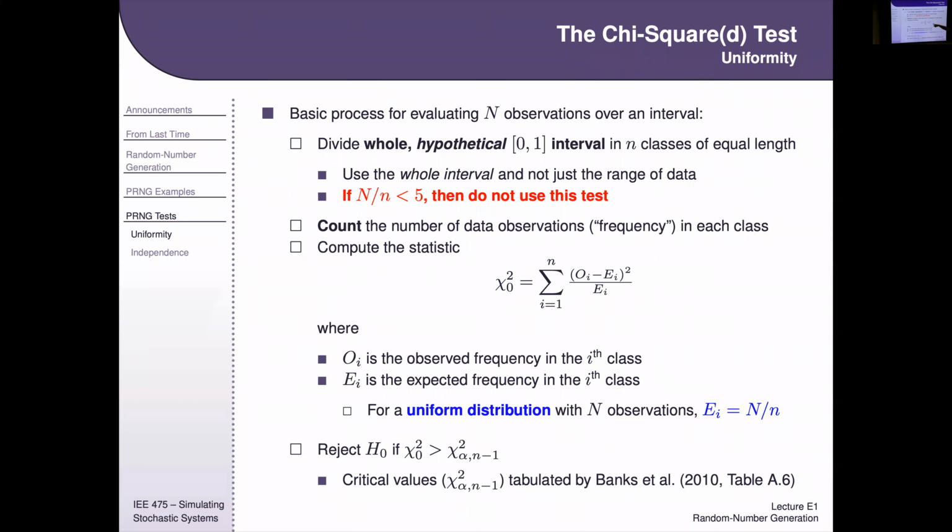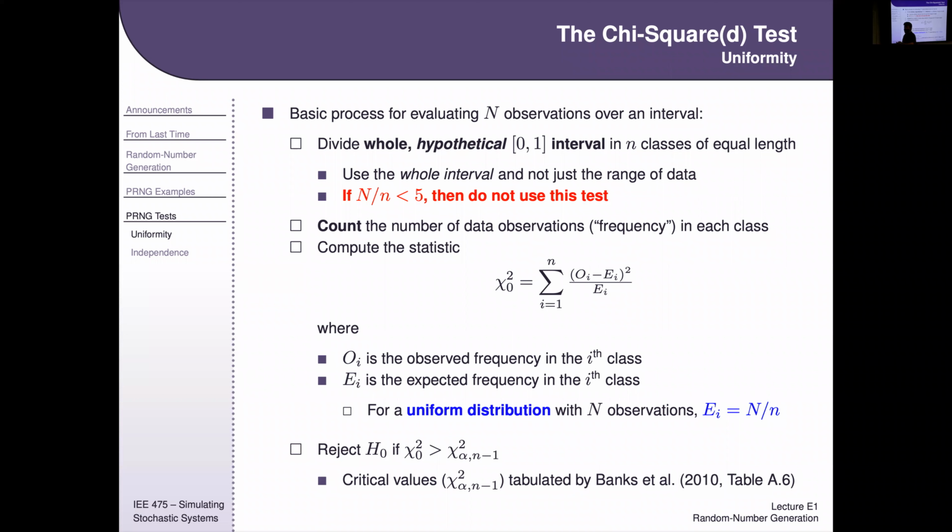So once you count the number of samples that land in each bin, we're going to call that the observed number of samples for that bin. And there's an expected number of samples, which is just equal to the total number of samples divided by the number of intervals. If that total number of samples divided by the number of intervals is less than 5, you cannot use a chi-squared test. So that's the rule in this class.